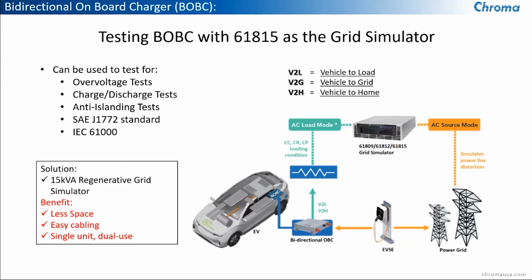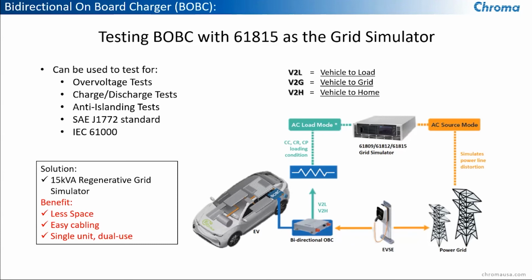In this case, the regenerative grid simulator can act as either the source or load in the V to G connection. We can also observe the regenerative grid simulator can act as a load when there is a V to L and V to H type connection that needs to be tested for the BOBC. So it will not just act as the grid being regenerative and putting power back onto the grid, but it can also act as the load, taking power from the battery system.